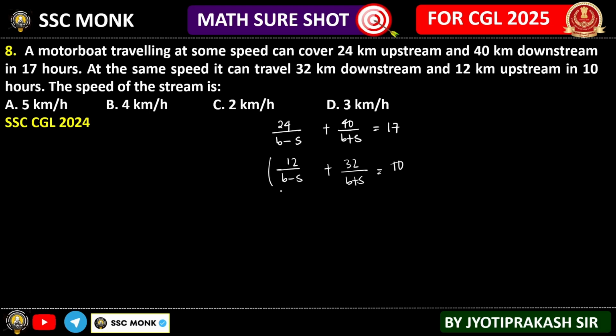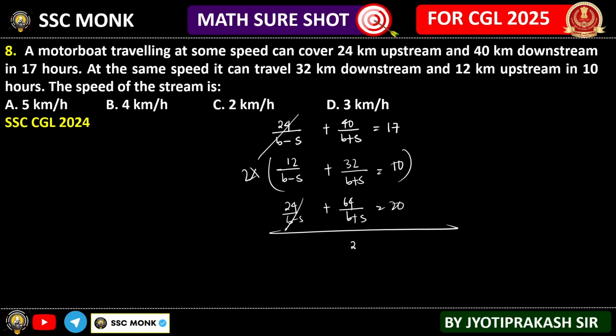Now I need to solve it. I will simply multiply by 2 here because that's why it will be crossed out. So this statement can be written as 24 by b minus s plus 64 by b plus s is equal to 20. When I take the difference, this will be gone. 64 minus 40 is equal to 24 by b plus s. 20 minus 17 is equal to 3. So I can write b plus s is equal to 24 by 3, that is equal to 8 km per hour. Yes or no? Yes. If b plus s is equal to 8 km per hour, and if I apply this here.